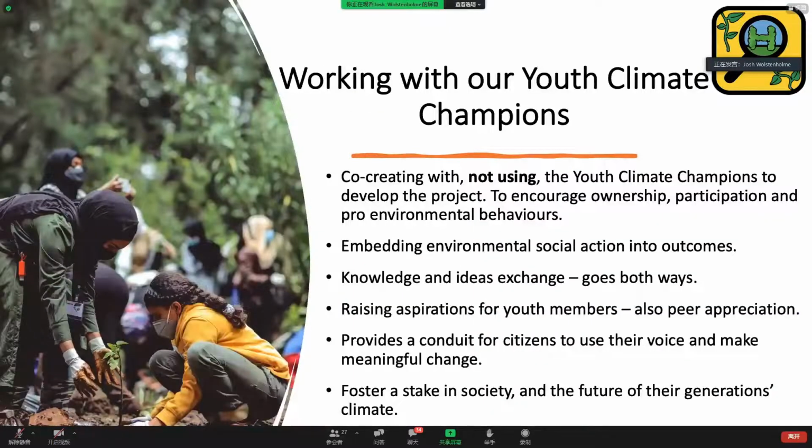So as I said, Hedge Hunters was co-created in partnership with a local youth organisation dedicated to encouraging environmental social action. And by involving citizens in the design and implementation of the project, we are encouraging our climate champions to both take ownership and to participate. And through embedding environmental knowledge and understanding, it can lead to future pro-environmental behaviours, which in turn will create a nation of climate champions.